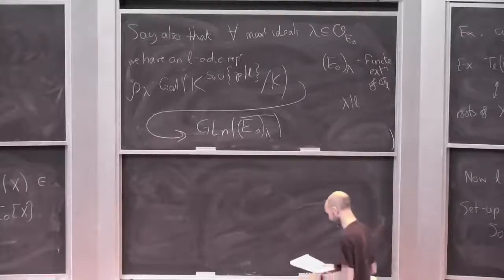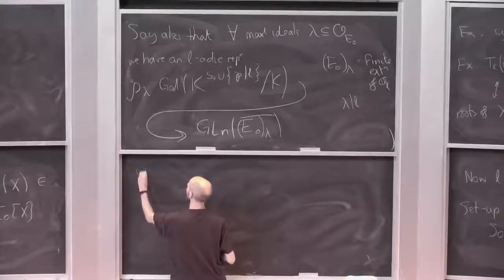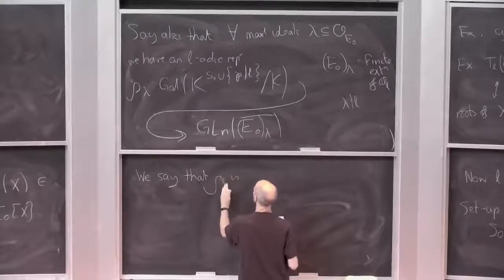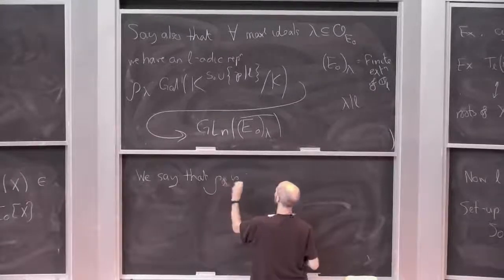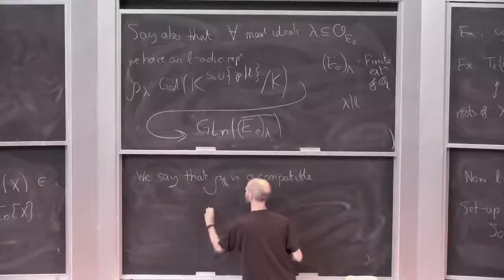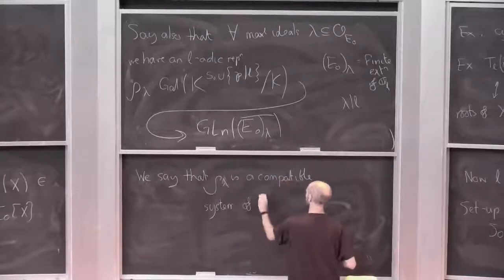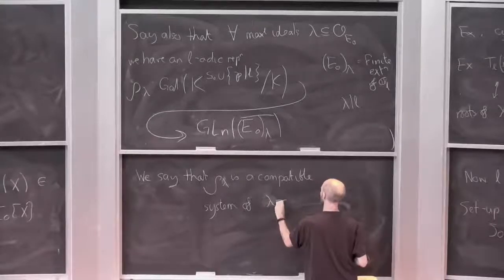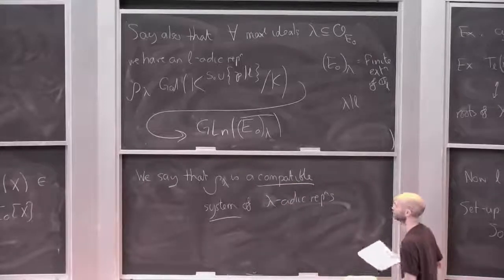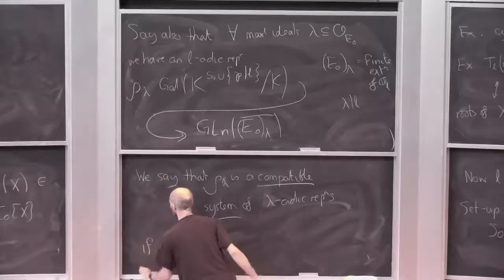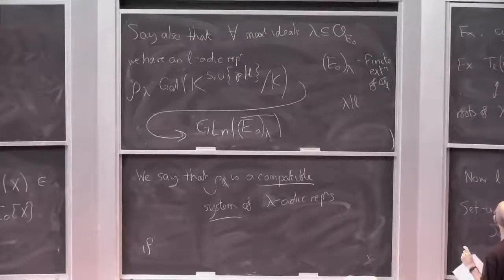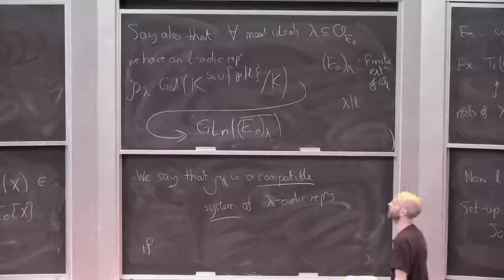And now the miracle is that we say that this rho lambda is a compatible system of L-adic representations, or perhaps of lambda-adic representations, if you like. There, so that I've just defined a compatible system of L-adic representations if... Where's the compatibility? See, I haven't said anything yet. All I've done is I've said that we have got certain objects. I haven't written any relationship between any of these things. But of course, you know what the relationship's going to be.